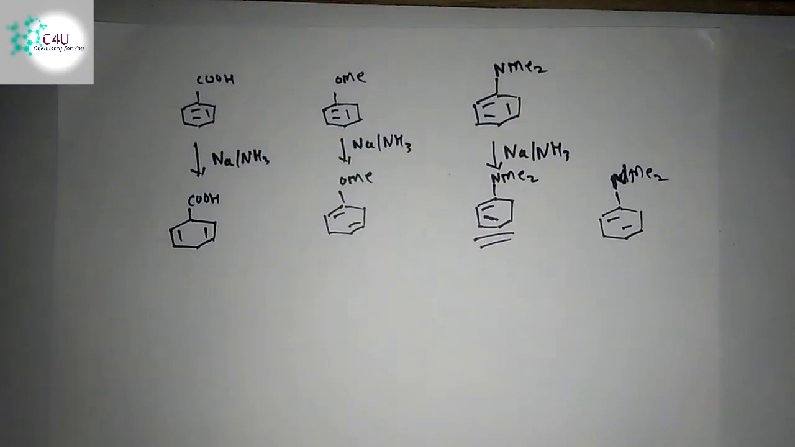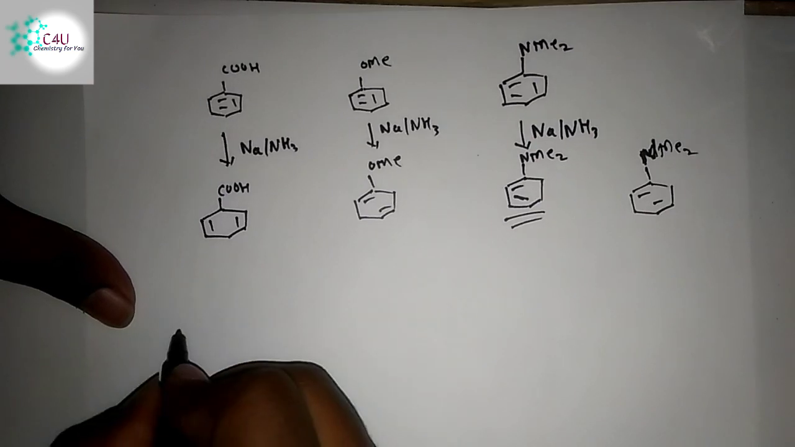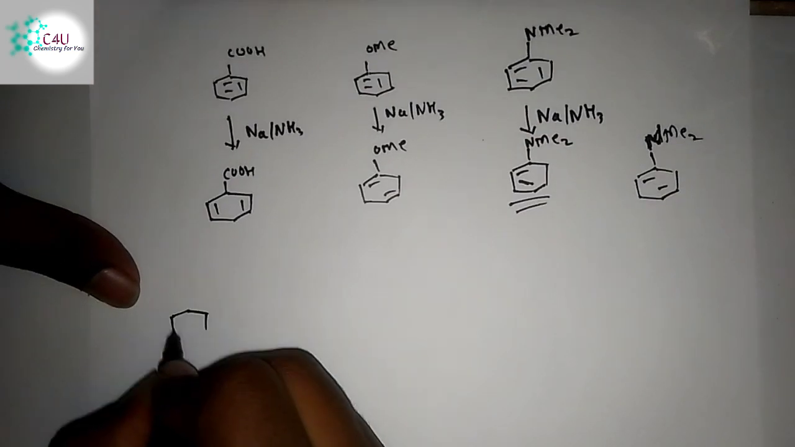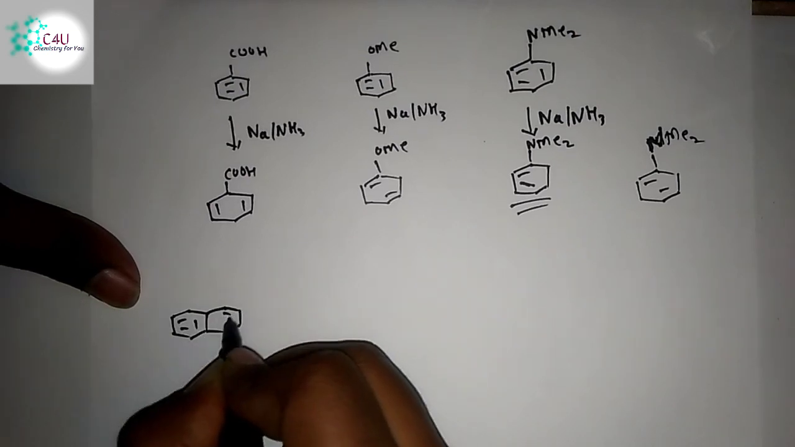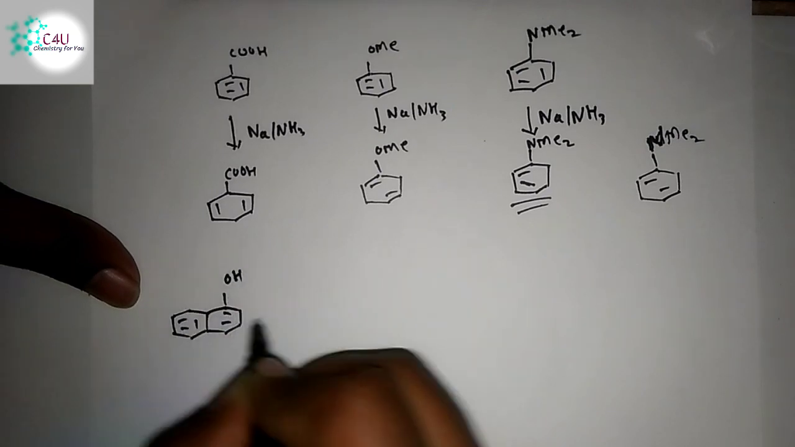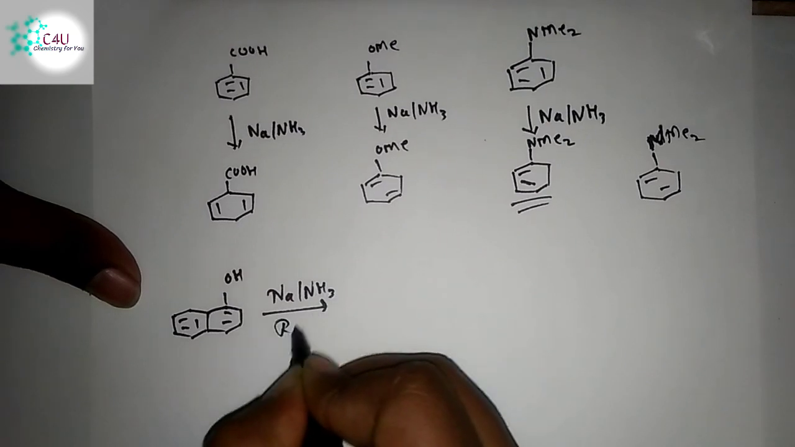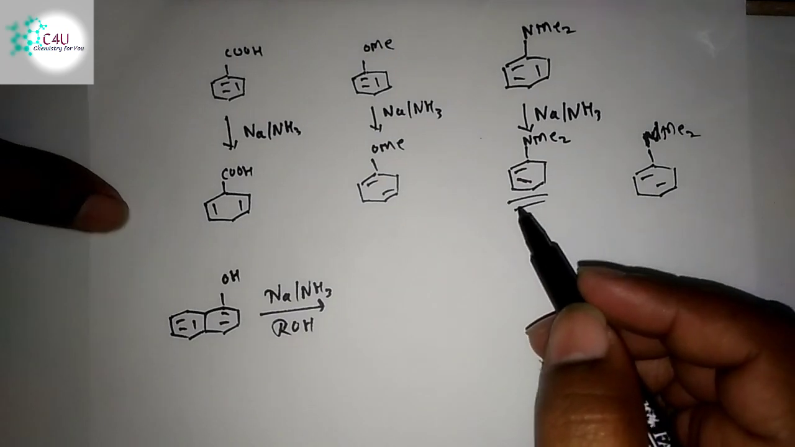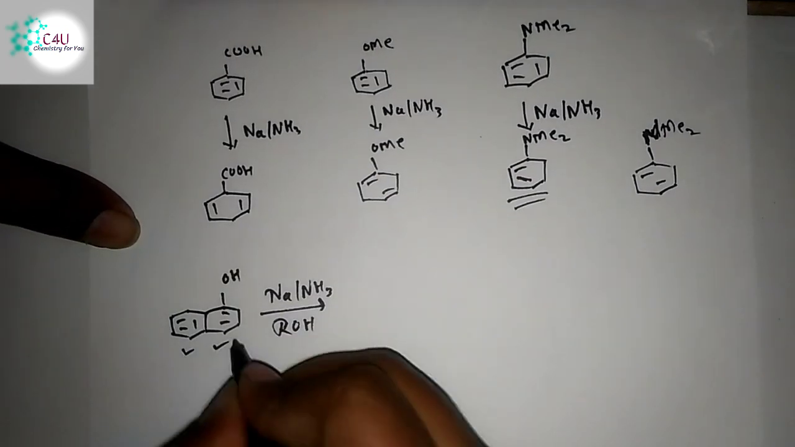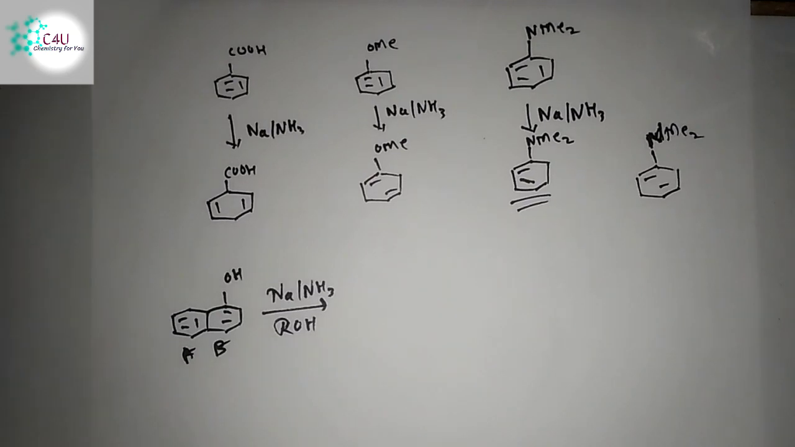Okay, so now we have one more example with us. We have alpha-naphthol. So the structure would be, okay, with Na/NH3 and alcohol. Now we have two aromatic rings, let's say A and B. Out of these two rings, only one ring is going to be reduced.